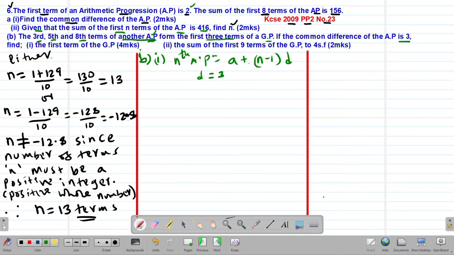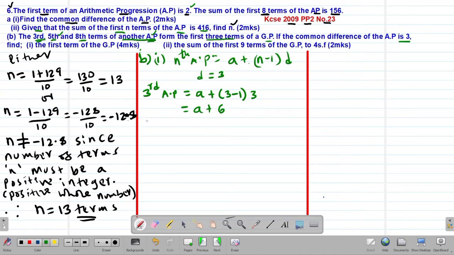We use D as 3 as the common difference of this particular new AP. Therefore, the third term of the AP will be given by the following. So the third term of the new AP, the second AP, will have A, which is representing the first term, plus n, which will be 3, minus 1 multiplied by the common difference, which is 3. So this will give us A plus 3 minus 1, which is 2, 2 multiplied by 3, we are going to get a positive 6.